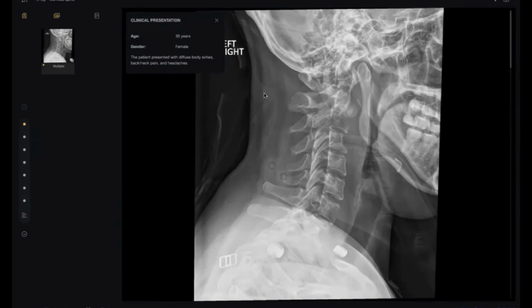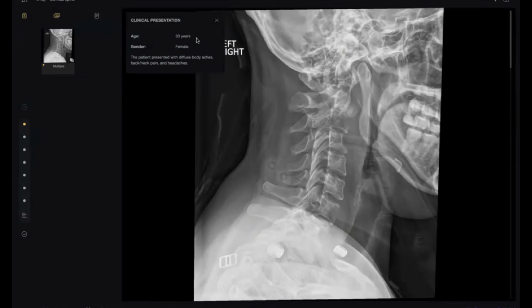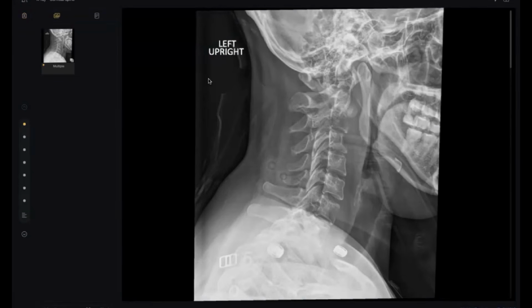This is a 30-year-old female patient presented with diffuse body aches, headache and neck pain.